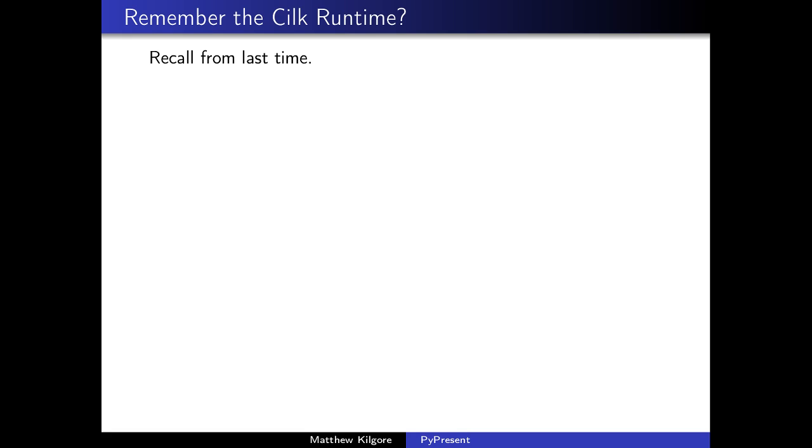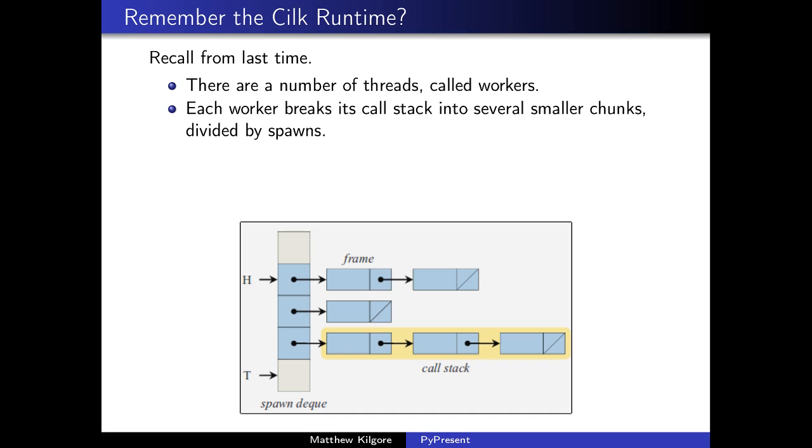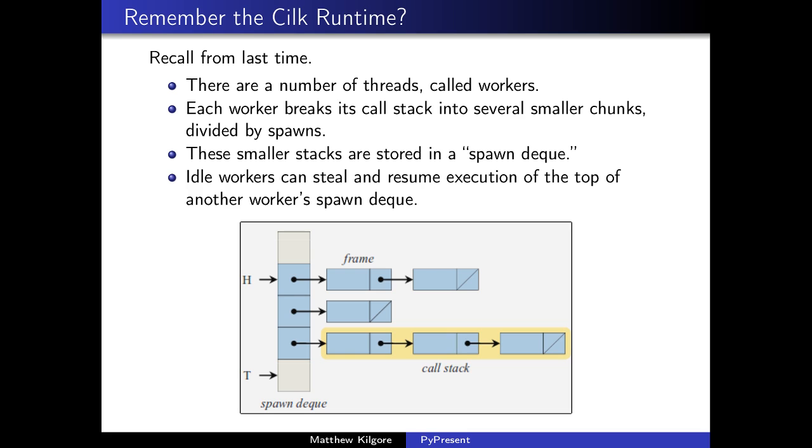If you don't remember how the Cilk runtime worked, there are a bunch of threads called workers. These break their kernel stacks into a bunch of smaller chunks and store the smaller chunks in a spawn deck, as pictured. The reason Cilk performs so well is that other workers can steal and resume execution of the top of another worker's spawn deck. We're going to be focusing on that point.